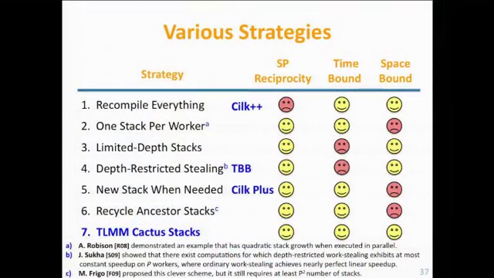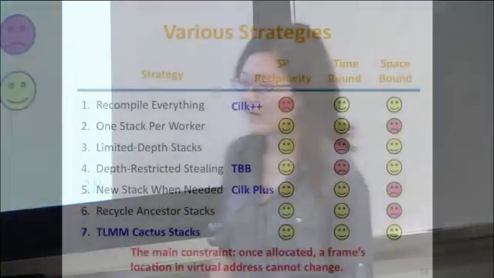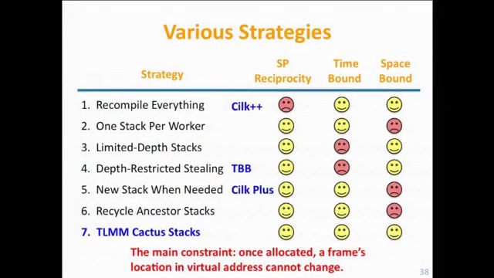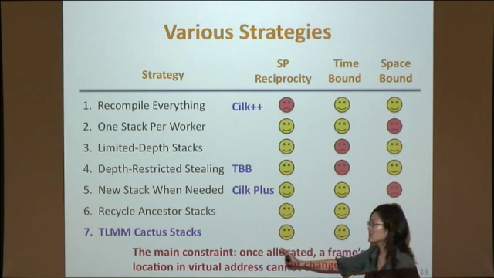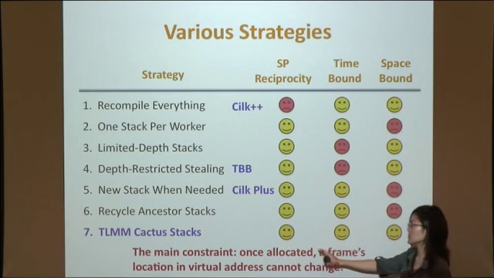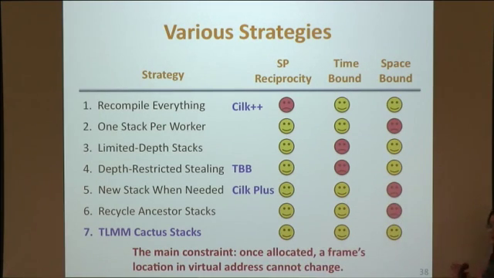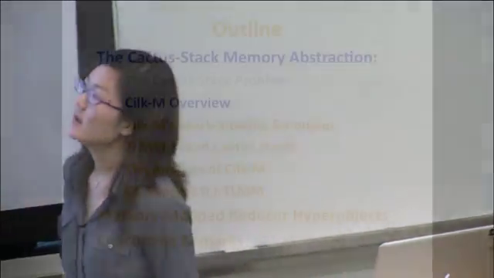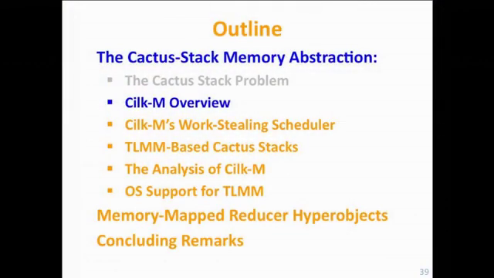And so as I said, many strategies I tried to think of failed, except for the last strategy. I'm not going to get into all the different strategies, but one thing I'm going to say is that the main constraint of all these strategies is that once a frame is allocated, the frame's location in virtual memory cannot change. And that's a problem. Okay, so that is the cactus stack problem.